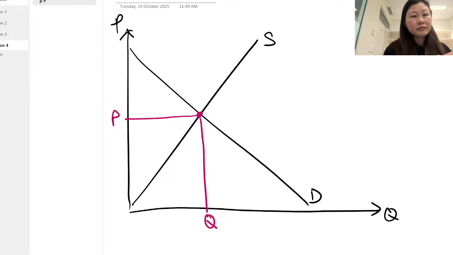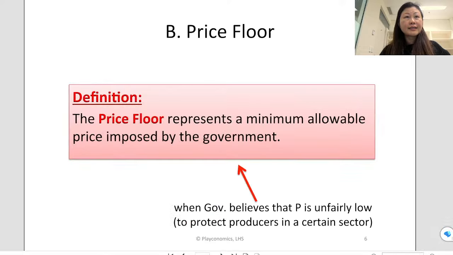Now, a price floor represents a minimum allowable price imposed by the government. This is what the government is trying to do. This is a minimum allowable price. This is when the government believes that price is unfairly low. And they're trying to use this to protect producers in certain sectors.